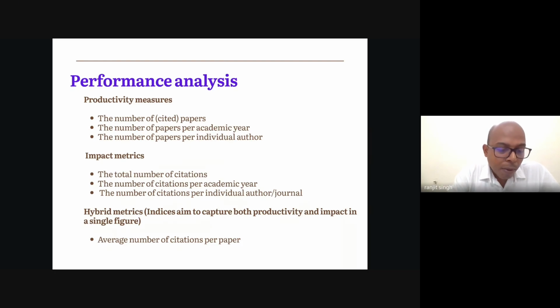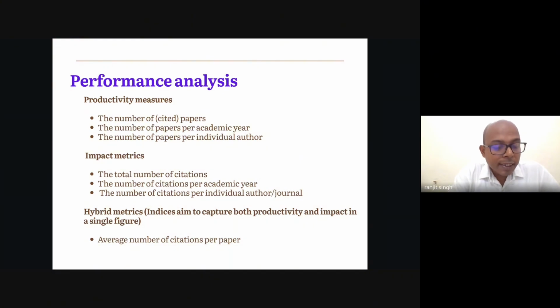That means the number of papers published in 2020, the number published in 2021, the number published in 2022. And next is the number of papers for an individual author. How many papers were produced by the author? Some authors might produce 10, some might produce 1. That will be shown only through the productivity measure of the performance analysis.